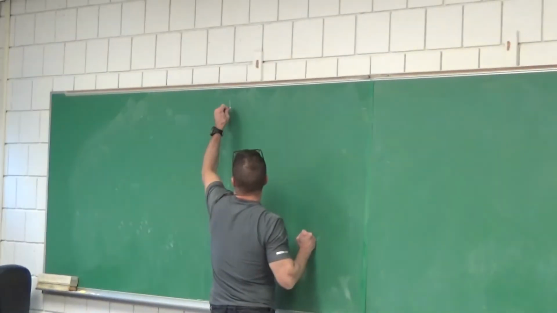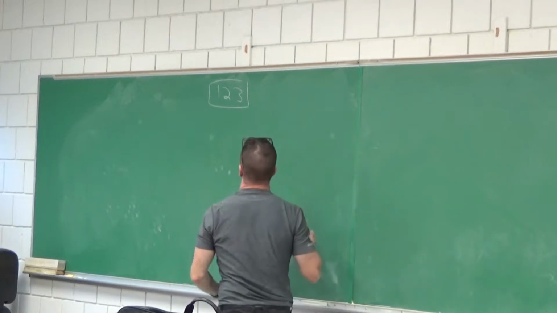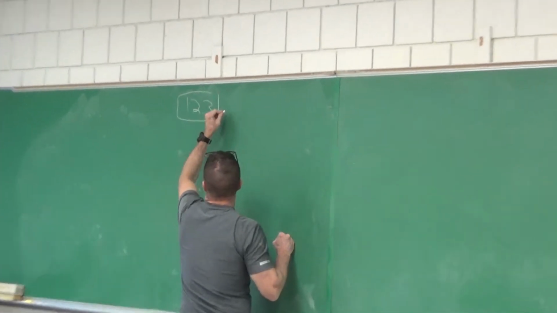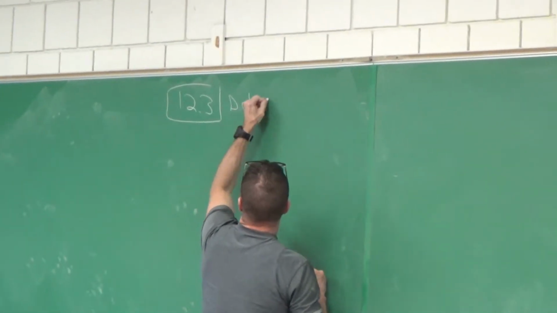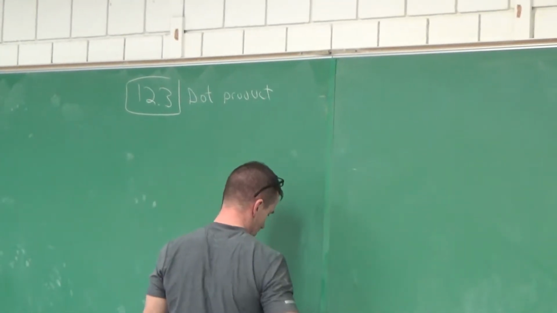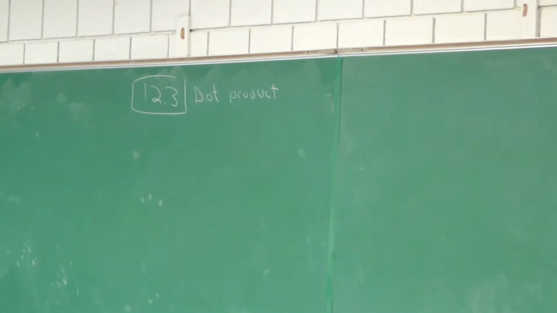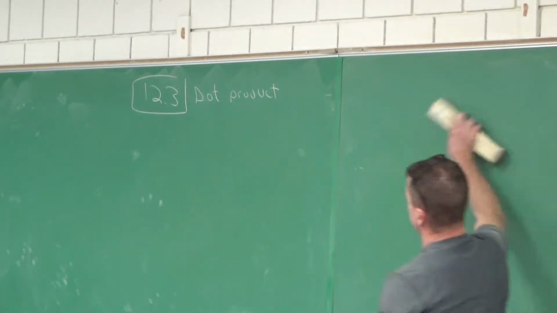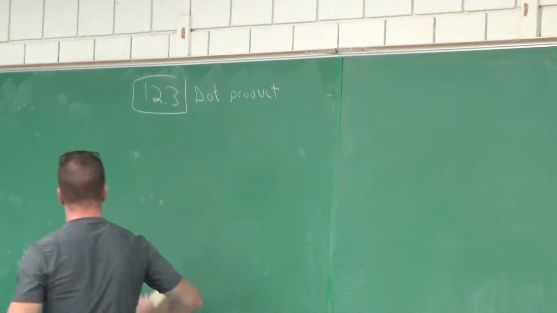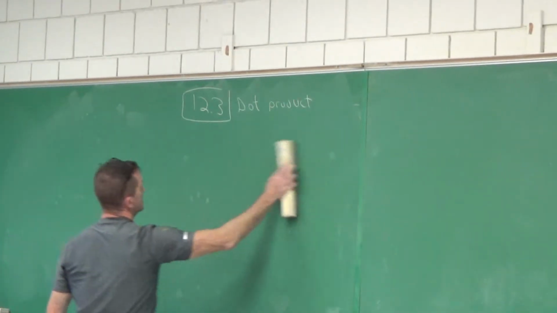12.3. We'll even get into 12.4. 12.3 is on the dot product. I did want to put down the dot product equation that you'll see. Well, it's on the formula sheet, but we're going to find that very useful.